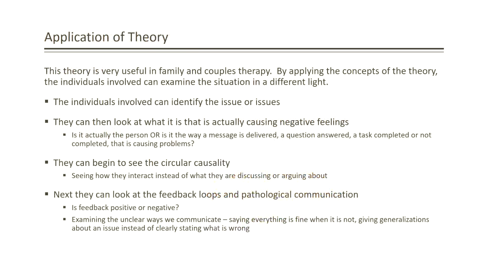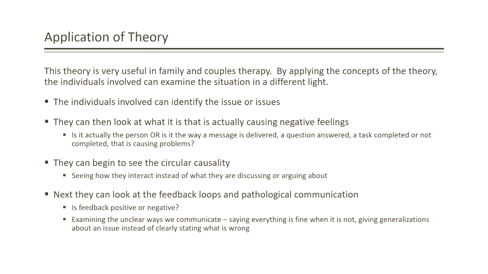Now we're going to talk about the application of the theory. This theory is very useful in clinical situations. It's used a lot in family and couples therapy. By applying the concepts of the theory, the individuals involved can examine the situation in a different light. They can identify the issue or issues. They can then look at what is actually causing the negative feelings. Is it actually the other person, or is it the way a message is being delivered, or a question that's being asked, or a task being completed or not completed that's causing the problem, as opposed to looking to blame the other person? They can begin to see the circular causality, which we spoke about earlier, seeing how they interact instead of what they are discussing or arguing about.